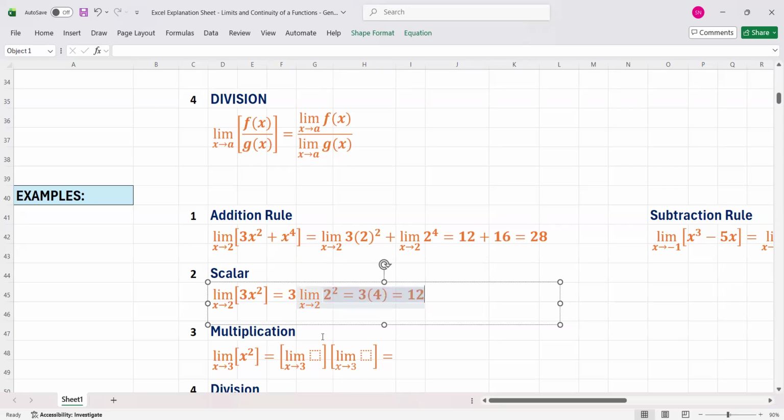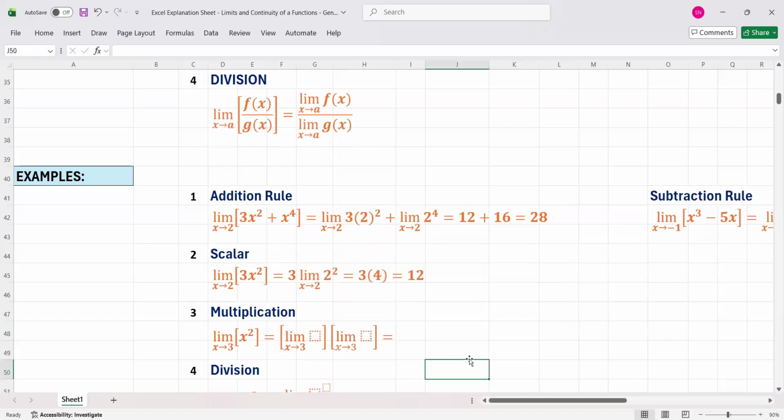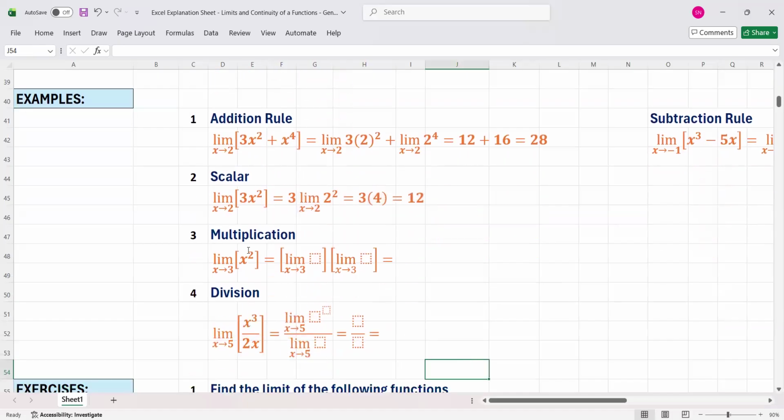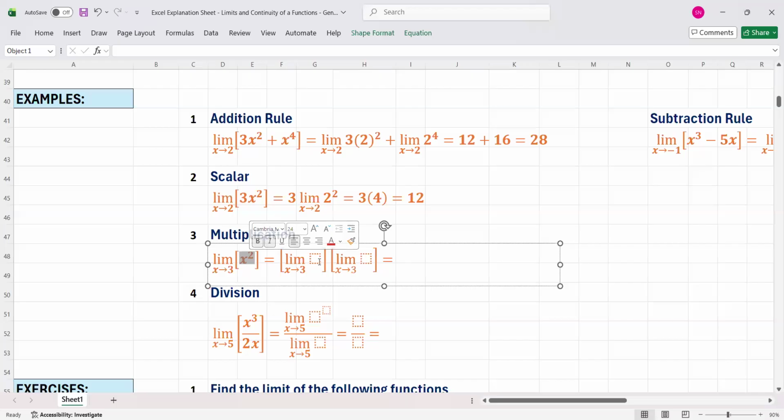3 times 4 will give me 12. Then for multiplication, if we have x squared, I hope you know that x squared is the same as x times x. So if you have x squared, we said we can find the limit as x approaches the first x and then substitute the second x. If you put 3 here, we are going to get 3 squared. And 3 squared is going to give me 9.